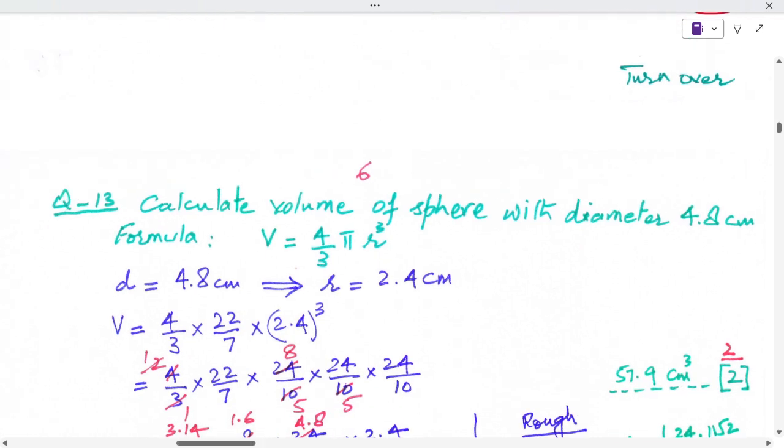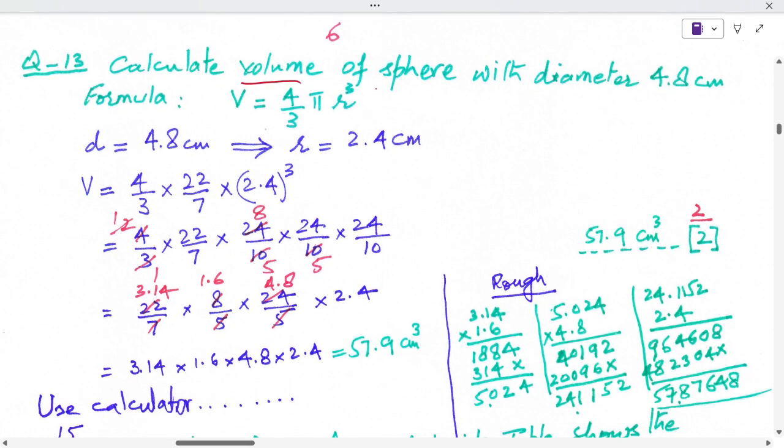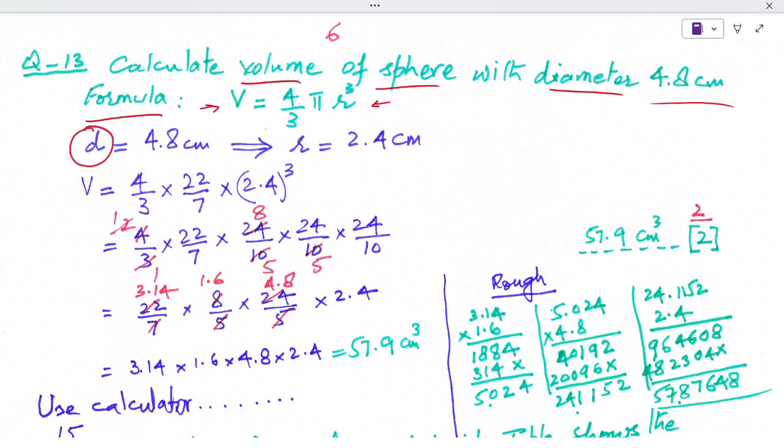In question number 13, you are to calculate the volume of a sphere with diameter 4.8 centimeter, and the formula is given for the volume, which is equal to 4 over 3 pi r cube. You have to be very careful. You have to convert diameter into radius, and we know that radius is equal to diameter divided by 2. So radius works out to be 2.4 centimeter. Put in the values in the formula.